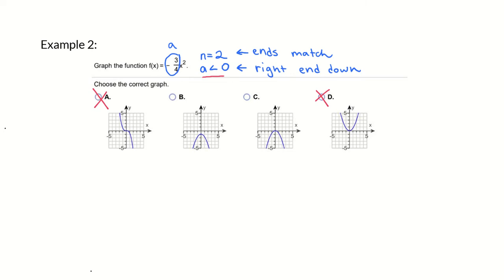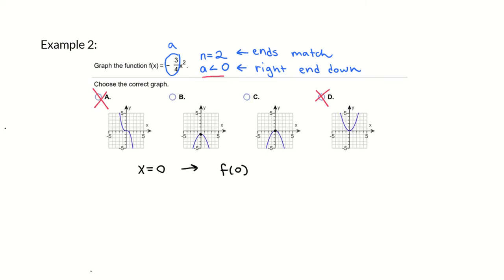So now how do we decide between B and C? Well, we can plug in a value to the polynomial function to determine which of these graphs is the correct one. For example, you can see that this point where x is 0 is different on these two graphs. So let's plug in x equals 0 into the polynomial.